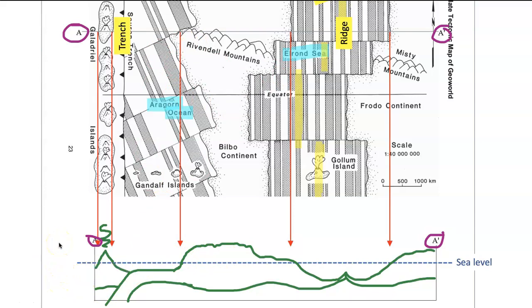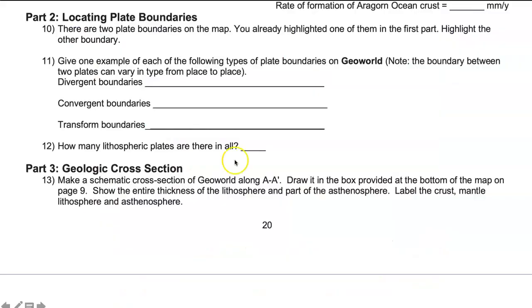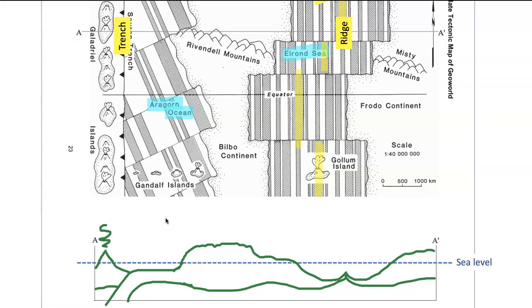That's our cross section. Now it says draw the entire thickness of the lithosphere and part of the asthenosphere and label crust, mantle, lithosphere, and asthenosphere. So I leave that to you. I did not separate crust in this diagram, so you're going to have to figure out how to do that. I will show you with arrows, though, which direction everything's moving to make sure you're clear.